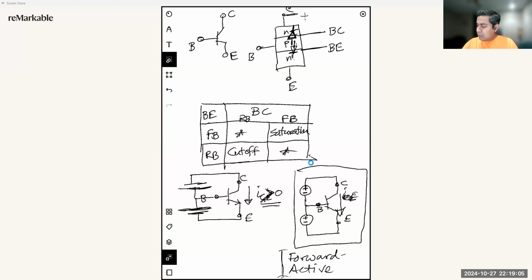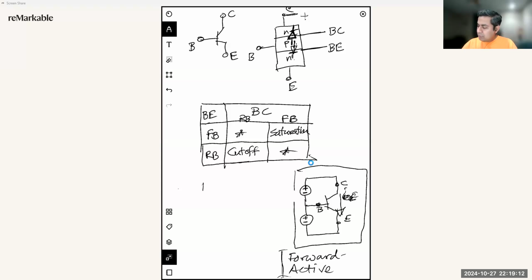And for the last one, we are flipping this condition. We are going to forward bias the base-collector junction, and we are going to reverse bias the base-emitter junction. In this condition, this is called the reverse active region.